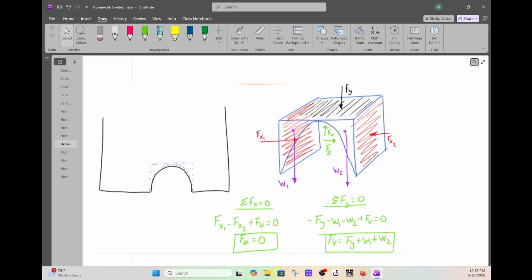Okay, so what you can do is you sum the forces in the X, you sum the forces in the Y. And you'll notice that FH is 0, but the V component of the curve is a component of the hydrostatic force at the top surface plus the two weights from our free body diagram. So you can now plug and chug using P average and area and all that stuff, rho gh. Okay.